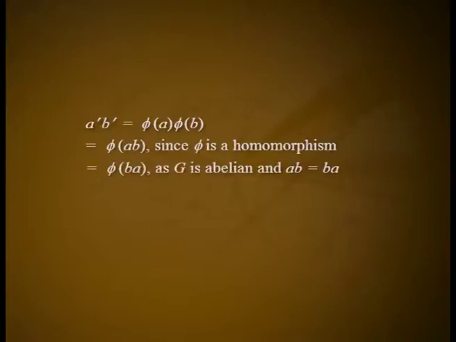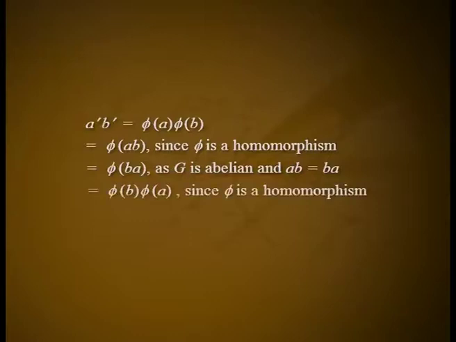Now, a'b' = φ(a)φ(b) = φ(ab), since φ is a homomorphism, which is equal to φ(ba), as G is abelian and ab = ba, which is equal to φ(b)φ(a), since φ is a homomorphism, which is equal to b'a'. Hence, G' is abelian.